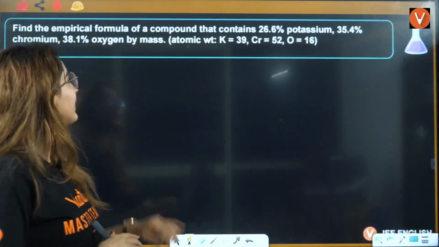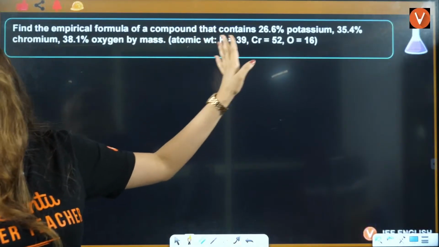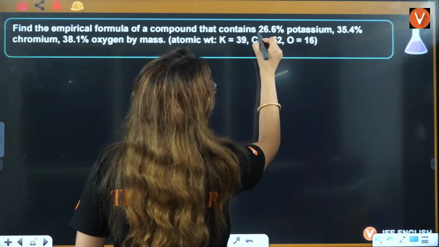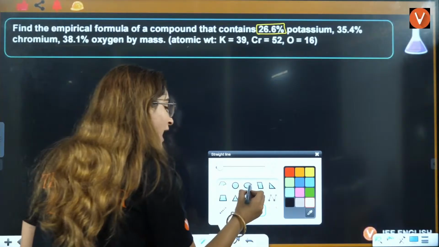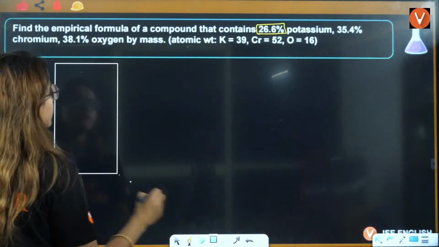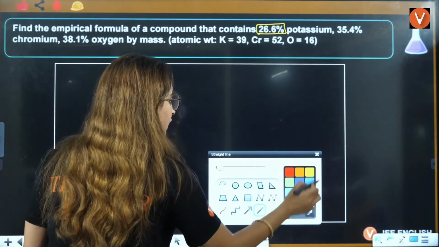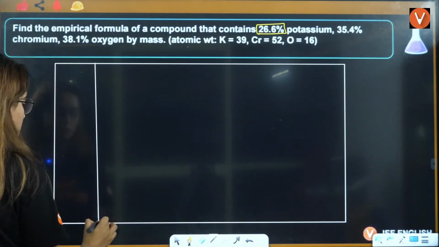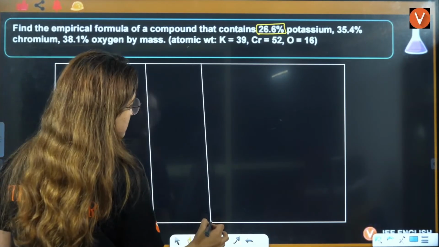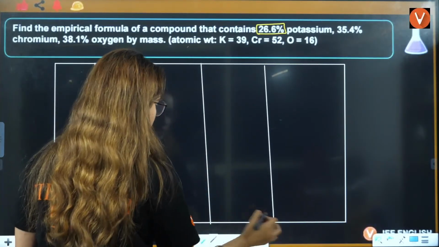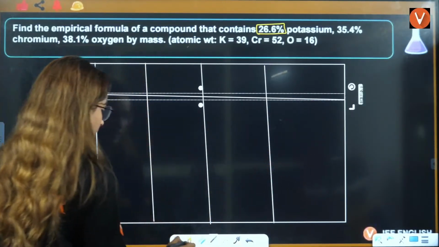Now you have to find the empirical formula of a compound that contains 26.6% of potassium. Now students, we will again make this table, right? Same thing we are going to do everywhere. Here the atoms we will write, here we will write the percentage, atomic masses, then the ratio, then the simple whole number ratio, right? You can write it here, right?